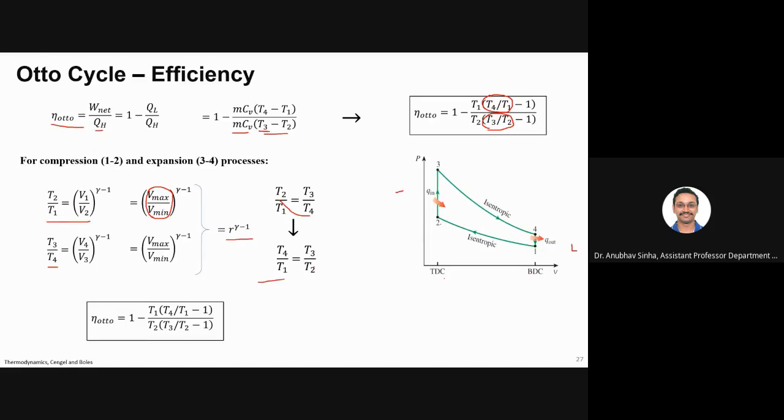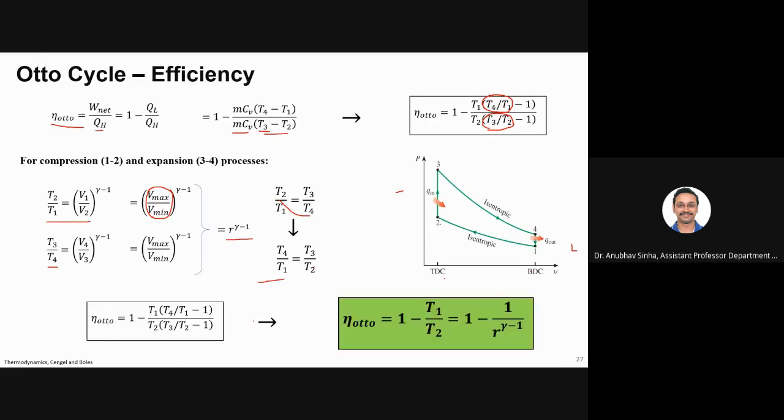Okay, now using this, we can further simplify. So this is what we have derived. Now, I can cancel this. So this bracket will be the same, and we are left with 1 minus T1 by T2. Now again, T1 by T2 is the reverse of T2 by T1, which is R to the power gamma minus 1. So it will be 1 minus 1 divided by R to the power gamma minus 1. This is how we define the efficiency of the Otto cycle.